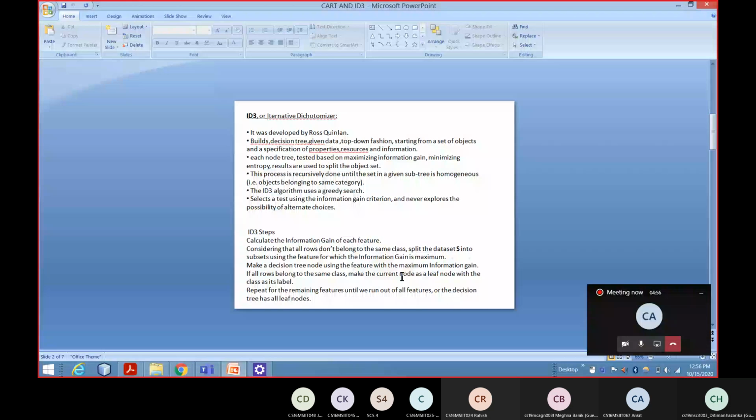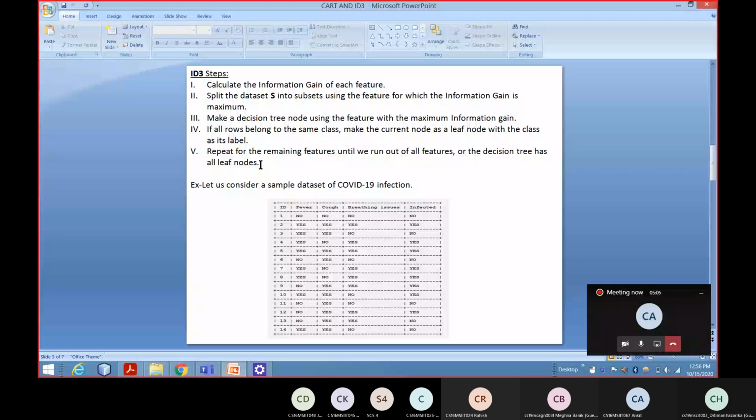So you can see there, this is the ID number. There are a total of 14 sets, and fever, cough, breathing issues, infected. These are the features of the dataset. Now, as you can see, we will try to find out the information gain of fever, cough, and breathing issues.